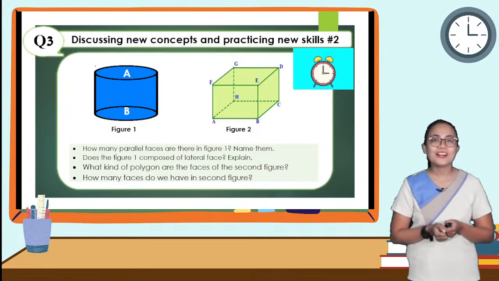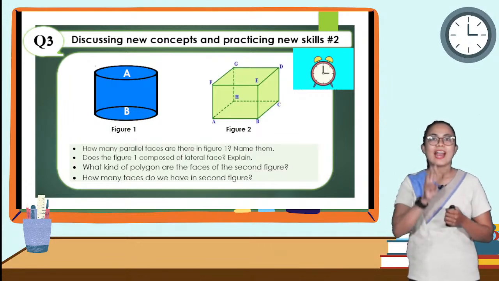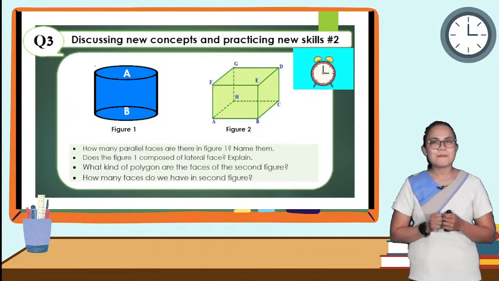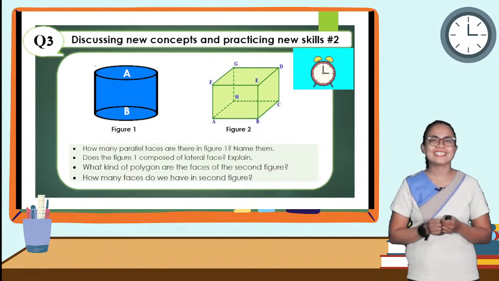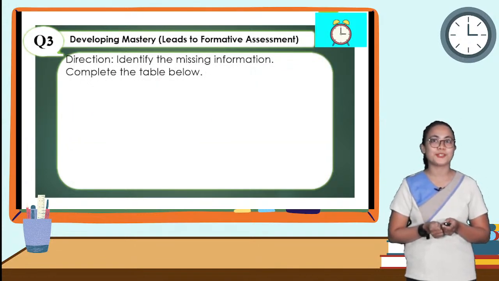Excellent! We have 4 lateral faces and 2 bases. All in all, 6 total number of faces. Great, grade 6 learners. Now, I have here an activity for you to answer.